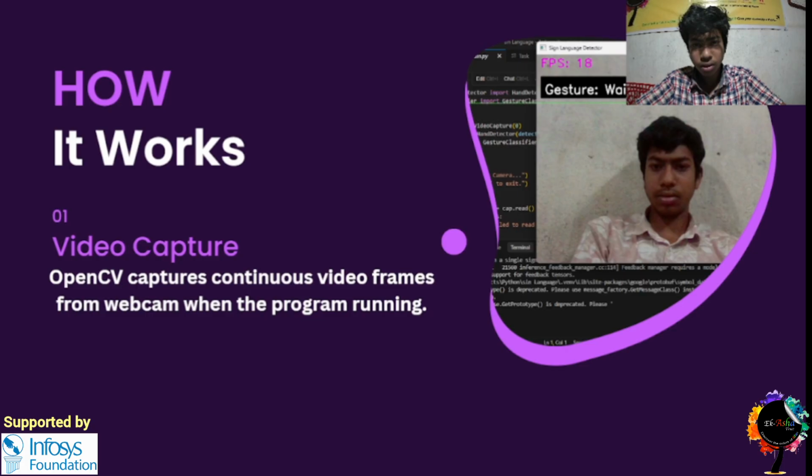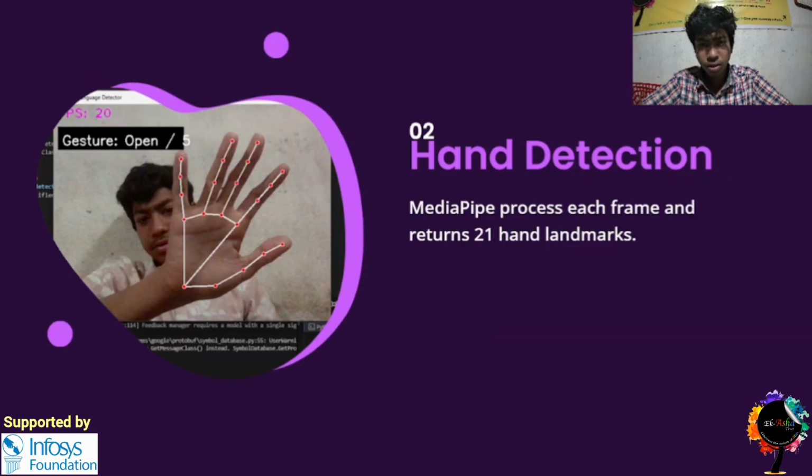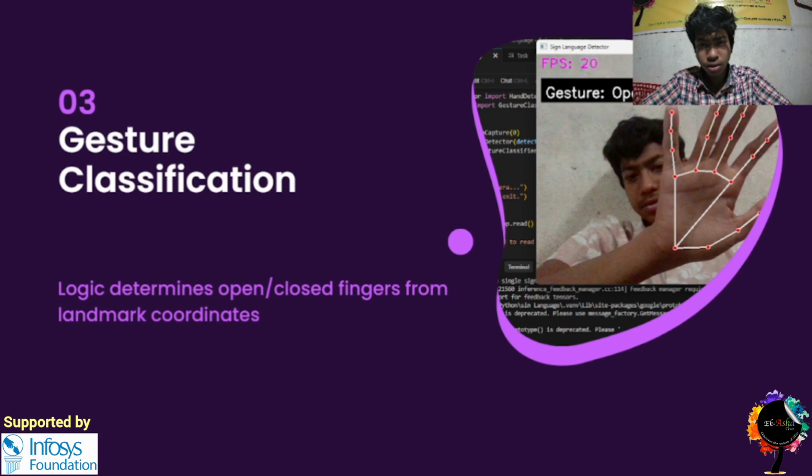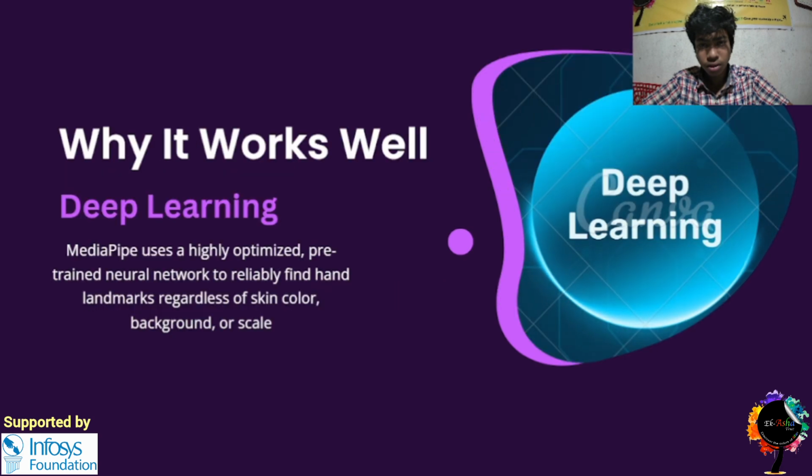First, it captures the video through OpenCV, that is a module in Python programming that captures continuous frames from webcam. And then MediaPipe detects our hand. The project can understand 21 gestures. Number 3 is gesture classification. Why it works well? Because of deep learning. MediaPipe uses a highly optimized pre-trained neural network to reliably find hands and landmarks.